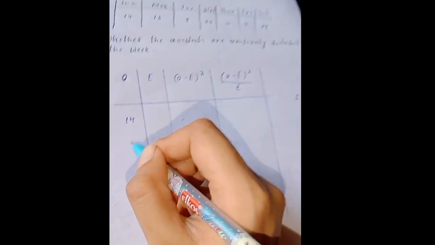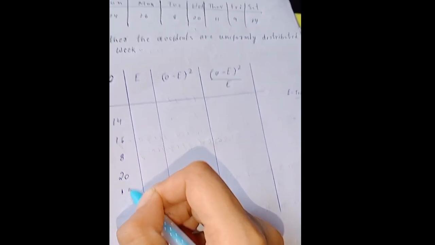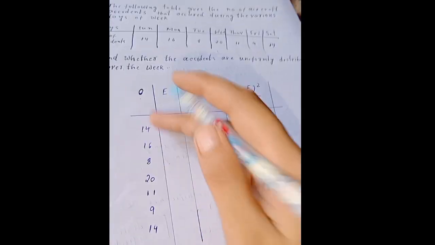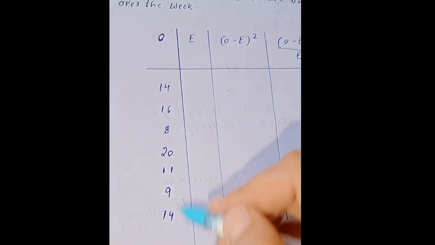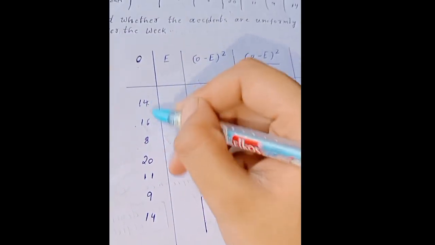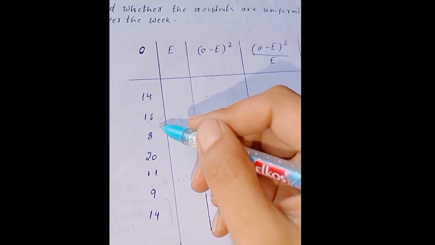14, 16, Tuesday 8, Wednesday 20, Thursday 11, Friday 9, Saturday 14. So these values are written under this column O. E means total of O by n. We have to add all these values and divide by the number of observed frequencies, that means 1, 2, 3, 4, 5, 6, 7. We have to divide by 7.